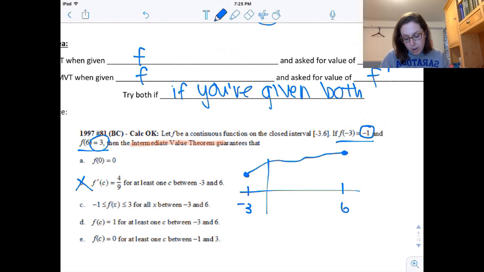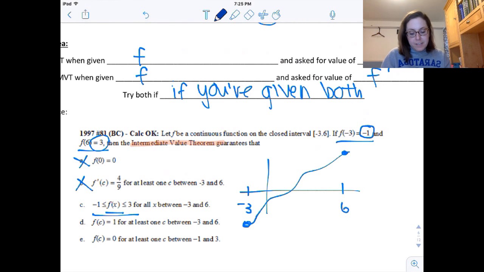So, does f of 0 have to be 0? No, it does not. And actually, this one's at -1. So, that would be like down there. It doesn't tell me where it hits 0. I don't know. Does f have to stay between -1 and 3? No. In this original picture I drew, it does. But it could go like this and come back down. All I know is that it is there at the start and the end.